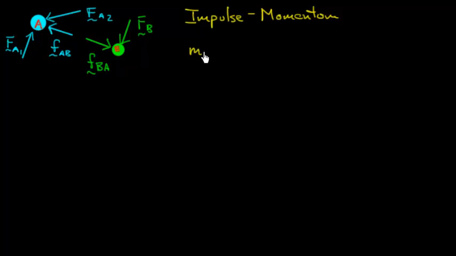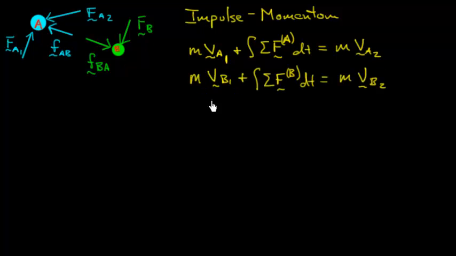So now if I write out the impulse momentum principle for object A, I get mass times velocity of object A at time 1 plus the total impulse on A. So here we're looking at all the external forces acting on A. We're summing all those up, integrating with respect to time. And this gives me the total momentum of object A at time 2. And of course I can do the exact same thing for object B. And don't forget that these two integrals are definite integrals. I'm going from time 1 to time 2.